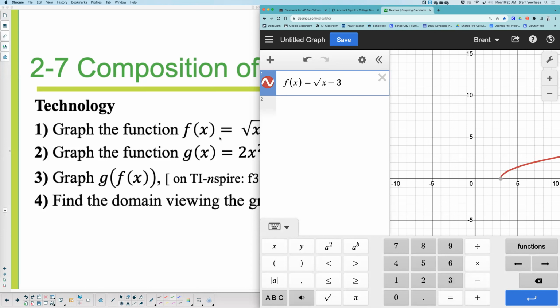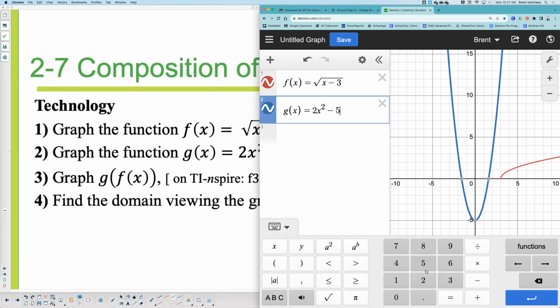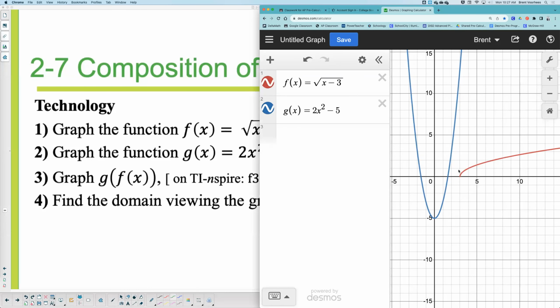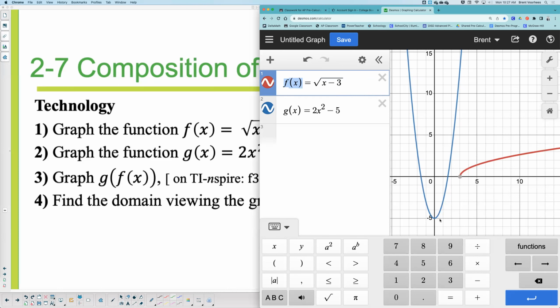Okay, it says graph the function f of x. Graph the function g of x. What was g of x's equation? g of x is 2x squared minus 5. Okay, now remember what I was pointing out. The domain of function f, this is the innermost, starts at 3 and goes to the right. So our final domain will be a subset of that. The range will be a subset of the outermost. This is the outermost. What was the lowest this range ever got? -5. And so that was the smallest it could ever be.